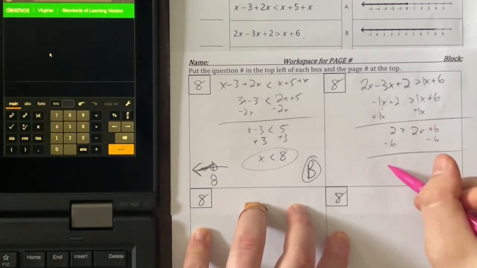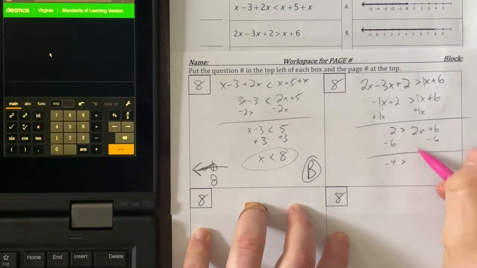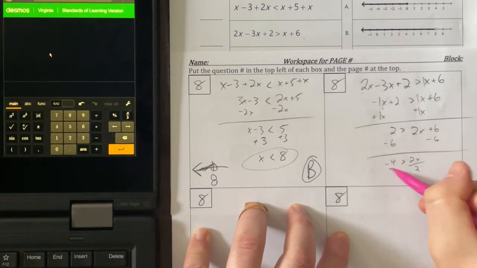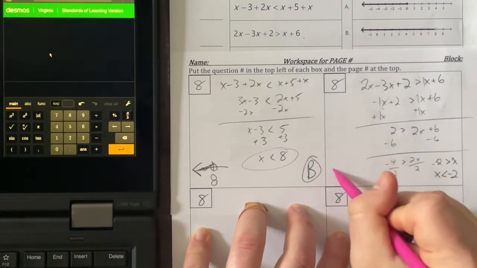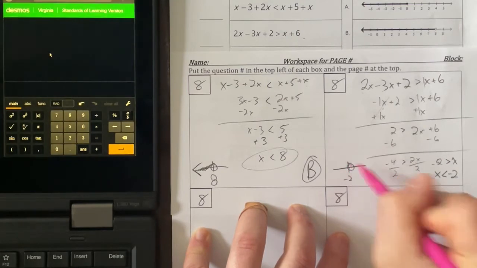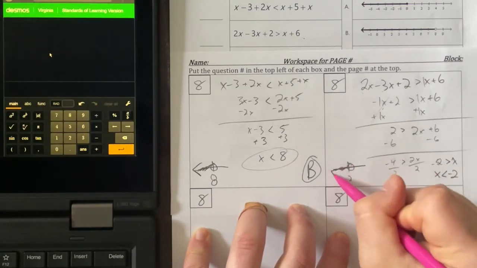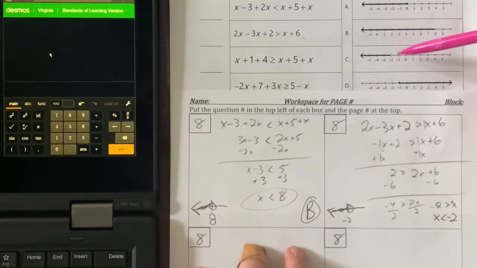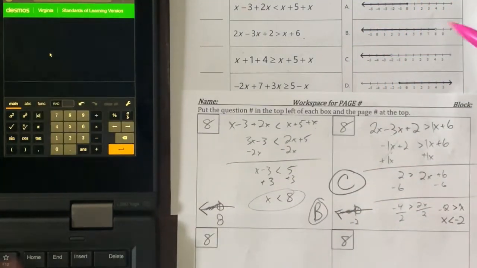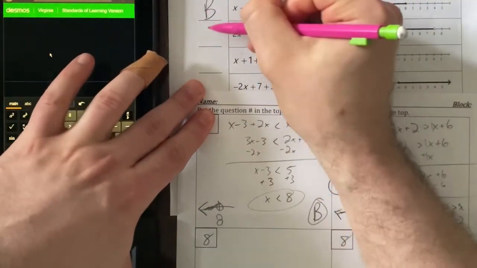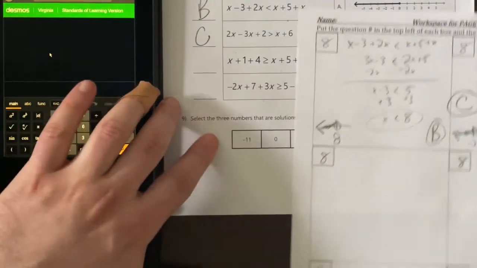Subtract 6 from both sides. I have negative 4 is greater than 2x. Divide by 2 on both sides. I have negative 2 is greater than x, which is the same as x is less than negative 2. Open circle on negative 2, and I'm shading to the left again. So open circle on negative 2, so it's going to be C for this one. So I have B, I have C.